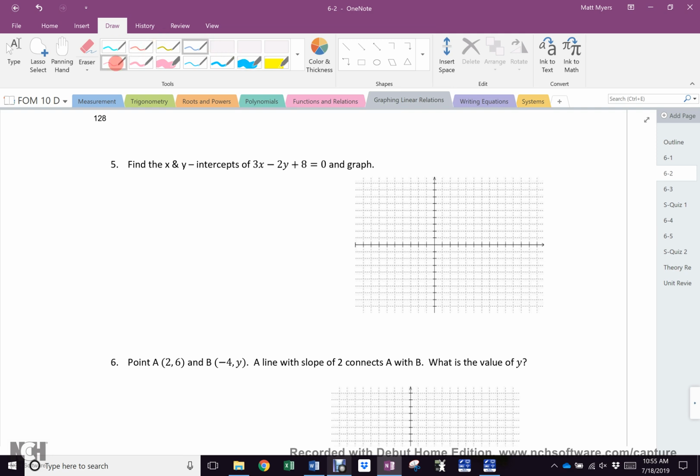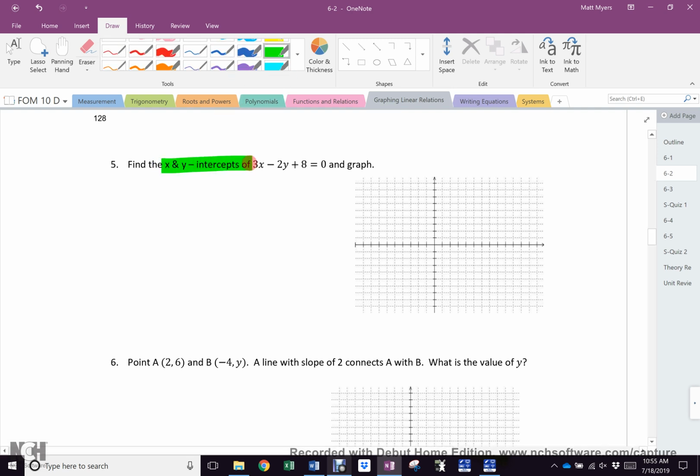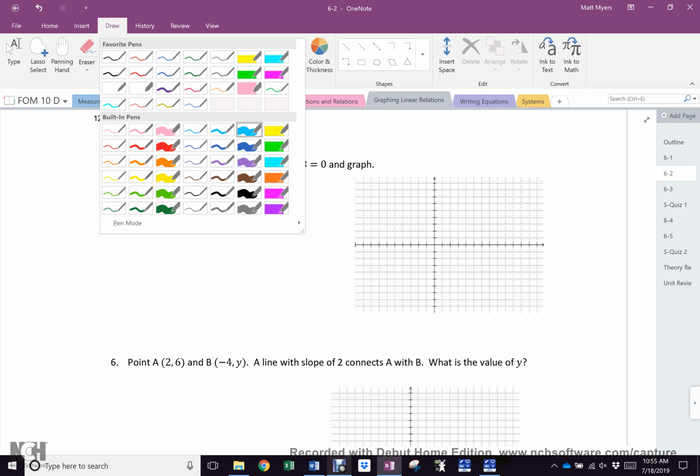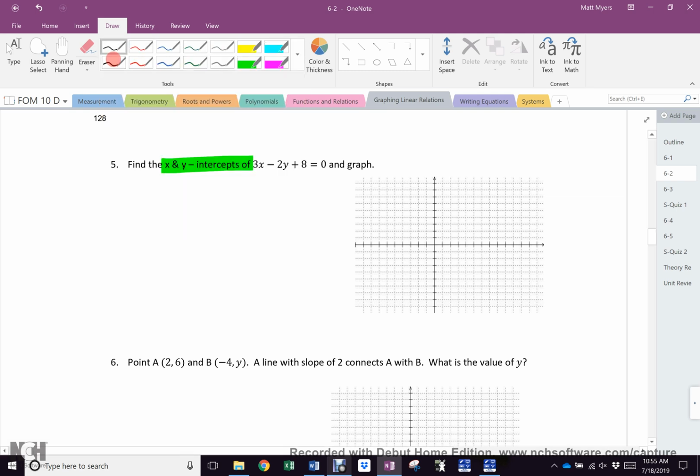Okay, so x and y intercepts. As soon as I see x and y intercepts, what should I be thinking? X, 0, and 0, y. Now, these are x's and y's. What do you see there and there? X's and y's. So all you do is work it out.